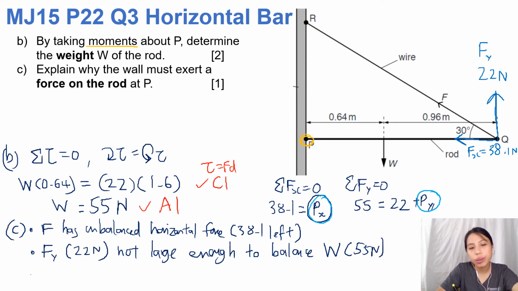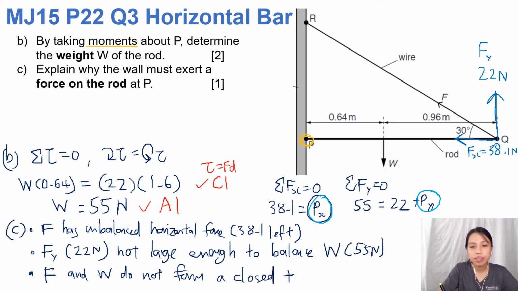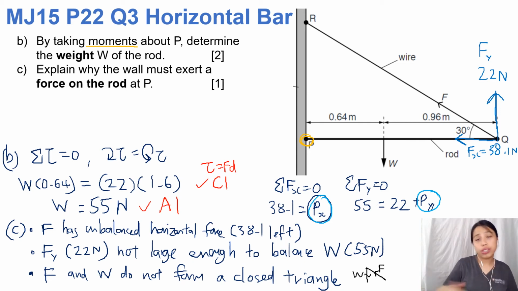Lastly, this one is talking about the graphical method. You want to draw a graph. You can say F from the wire and W from the weight do not form a closed triangle. What that means is, if you draw them together, like F is here, weight is down, it's not a closed triangle. So you need something else to balance out the whole system to form a triangle. That's where part D comes in.